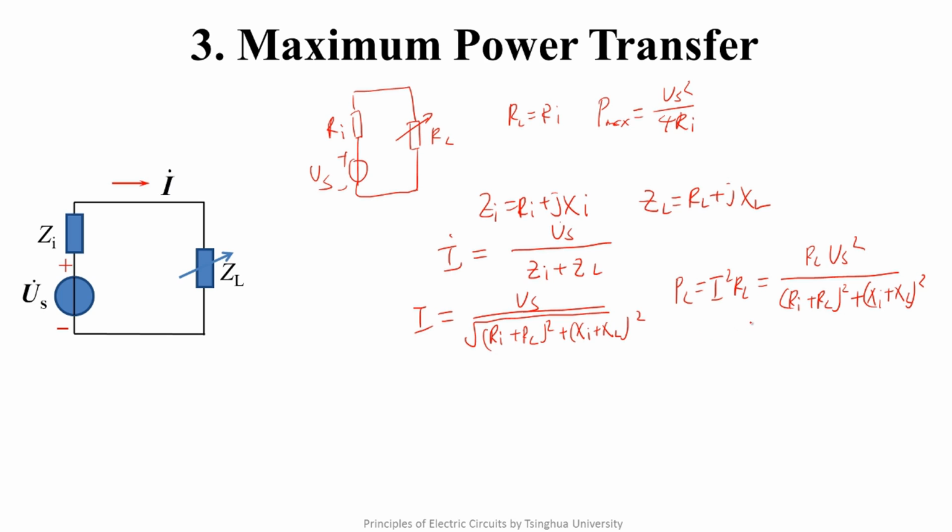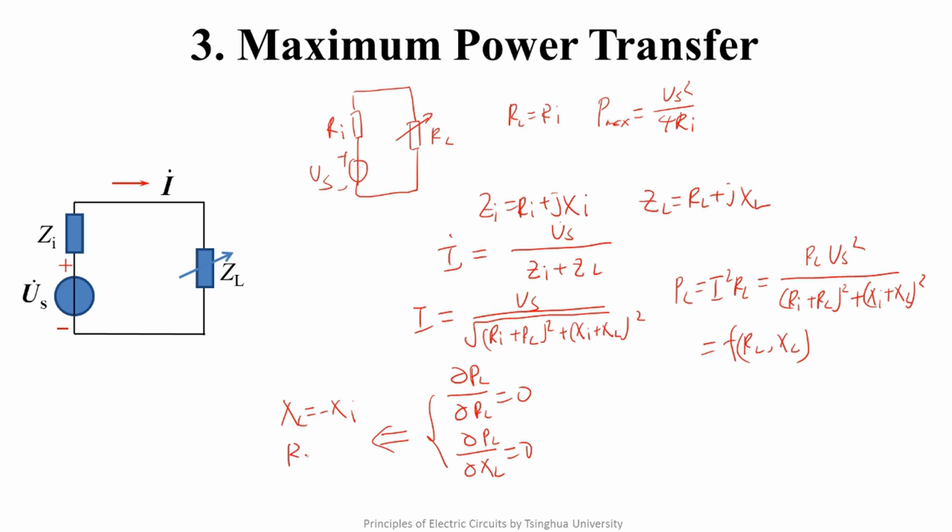Do you find, if the resistance and the reactance part of the load are variable, then the power is a bivariate function of RL and XL. Similar to the analysis of the resistive circuit, we can find the necessary condition when the bivariate function is extreme, that is... Solving the equation, we can get the condition when the load obtains the maximum power. We can also verify the condition is a sufficient condition for the load obtaining the maximum power.